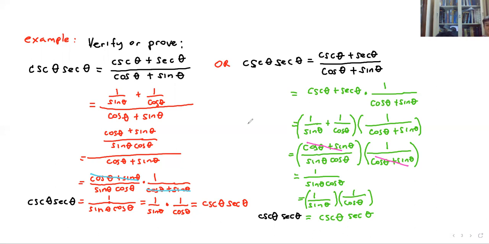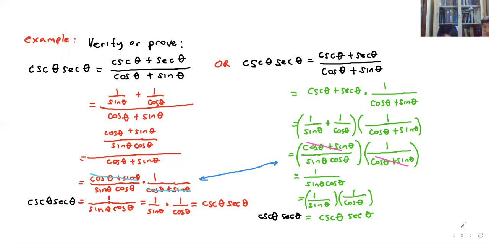Or I can also see this problem as the numerator times 1 over the denominator. And I substituted the values, and similarly, I got to this point where, in this step, they are already the same. So both sides of the equation are truly identical.